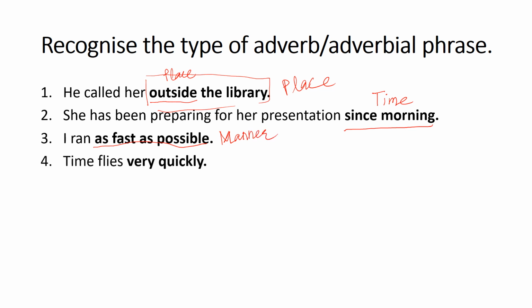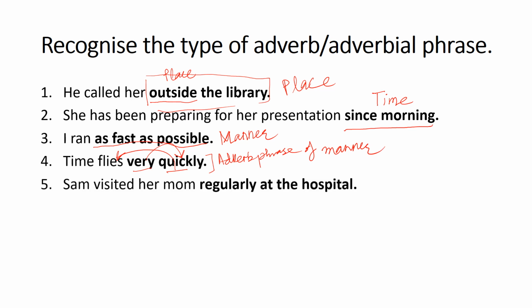Another sentence: time flies very quickly. Now, quickly is an adverb, and why? It is modifying flies, and very is an adverb, why? It is modifying this adverb quickly. So it would be an adverb phrase of manner. Let's talk about another sentence. Sam visited her mom regularly at the hospital. Sam visited how often? Regularly. So regularly at the hospital is an adverbial phrase of frequency.